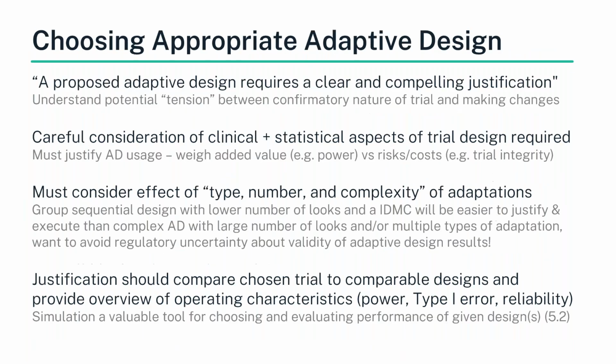And so in terms of choosing the appropriate adaptive design, there's generally some kind of overview provided in a section in ICH E20. And it basically says, I propose adaptive design requires a clear and compelling justification. And they talk about understanding the potential tension between the confirmatory nature of a trial and making changes. And I think this is, let me get editorial for a second.